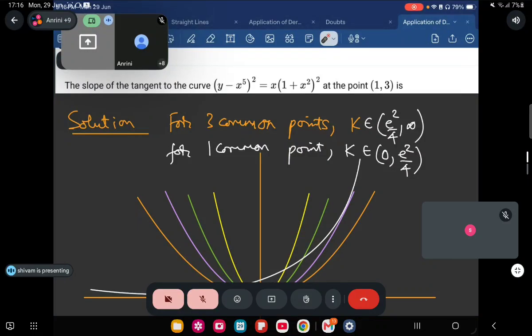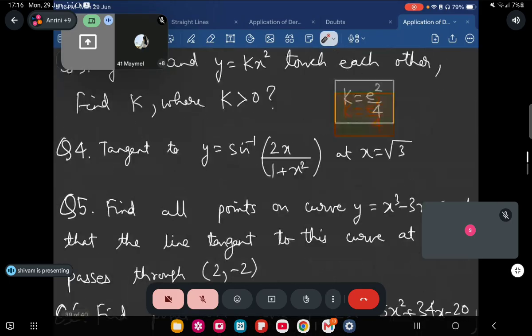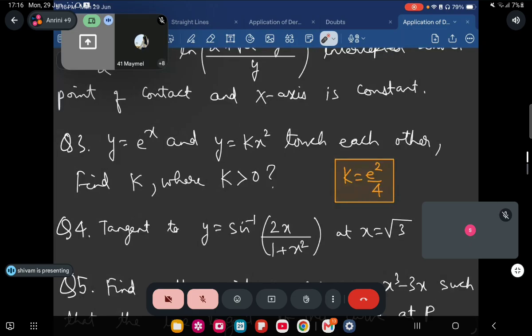become a concave downwards parabola. So hence k should belong to (0, e square by 4). Tell me, Sarthak, you understood? Sarthak, Memel, Devang. Understood. Yes, sir. Okay. See, these kind of questions can be asked, not in advance, probably in mains it can be asked.